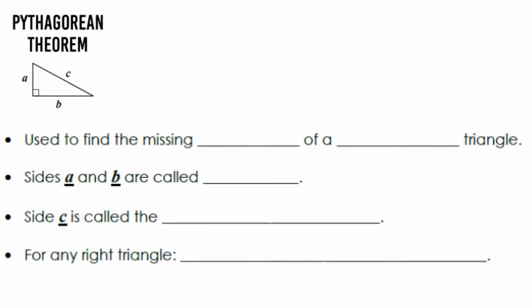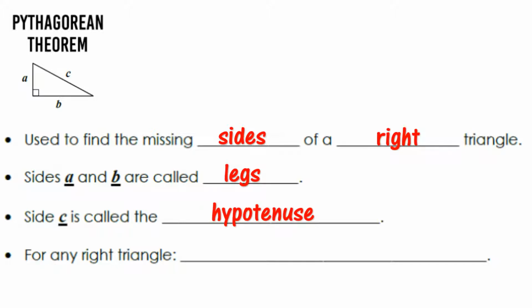Again, it's used in finding the missing sides of a right triangle. Sides A and B are actually called the legs of the triangle. They are the two that touch the 90-degree angle. Side C is called the hypotenuse. The hypotenuse will never touch the 90-degree angle. It will also always be the longest side of the right triangle. For any right triangle, we should know that a squared plus b squared equals c squared.